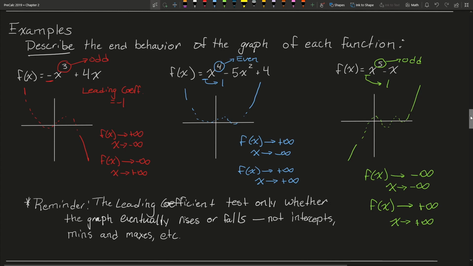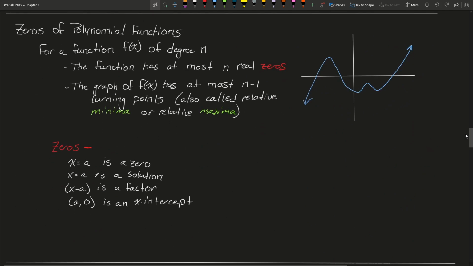The next thing we need to do is talk about zeros of a polynomial function. So for a function f of x of degree n, the function has at most n real zeros. And these zeros are where it crosses the x-axis. The graph of f of x has at most n minus 1 turning points. So think positive slope to negative slope or negative slope to positive slope. These are peaks at minimum and maximum, which will be labeled in green. So anywhere there's a change in direction, that's called a relative min or a relative max.